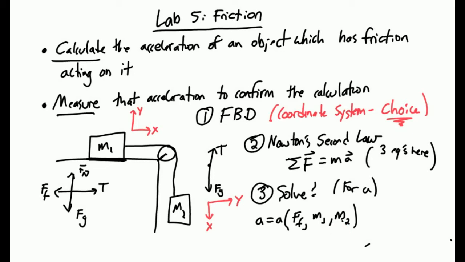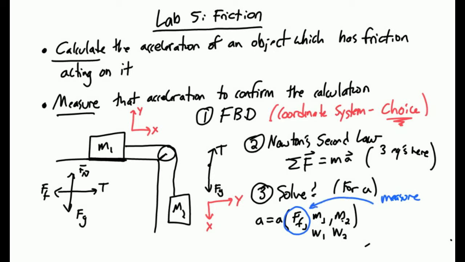Now, of course, instead of m1 and m2, you might decide to use the weight of the object. So you might decide that you actually want to use w1 and w2. That's a choice, because you can convert between the weight and the mass just by multiplying by the acceleration due to gravity. But you need to write an equation for the acceleration in terms of those three variables. And then we're going to go into the lab and we're going to figure out what that force of friction is. We're going to measure that.